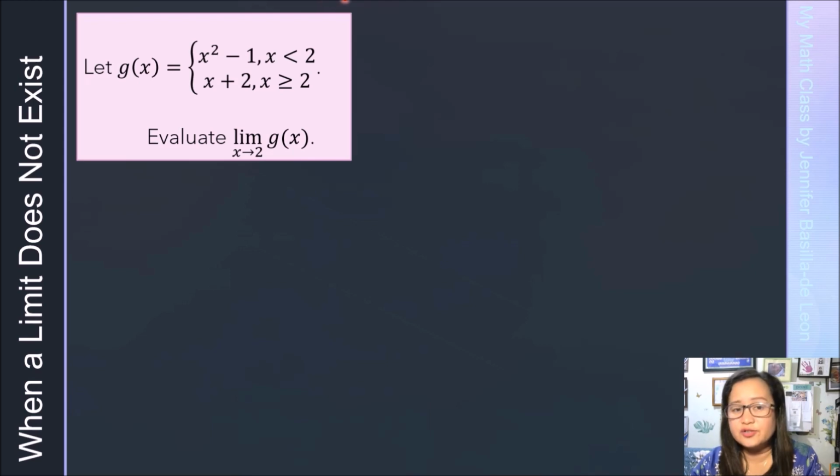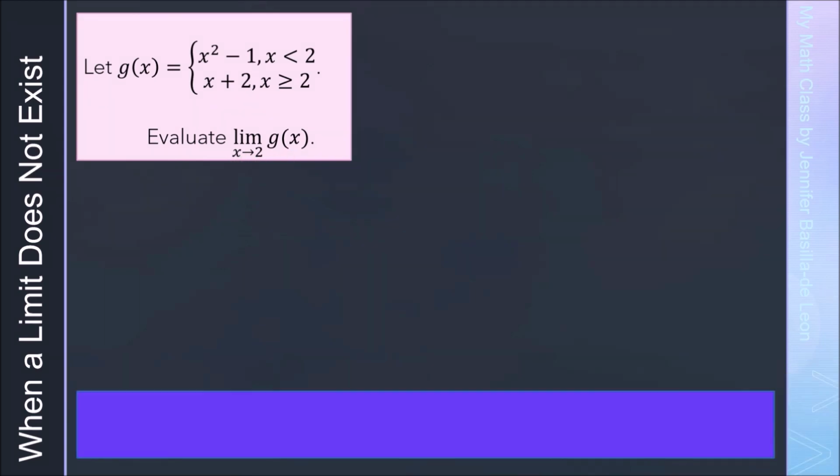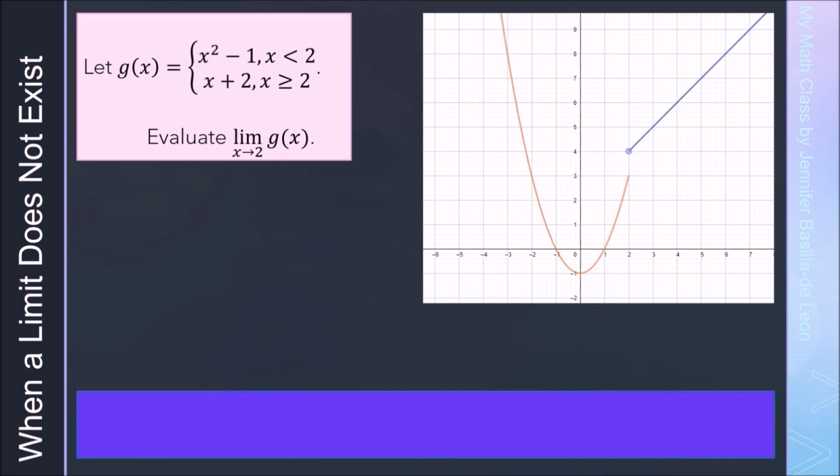Now let us consider the function g of x, defined by x squared minus 1 if x is less than 2, and x plus 2 if x is greater than or equal to 2. We are asked to evaluate the limit of g of x as x approaches 2. To visualize the function, we graph the piecewise function. Now we draw an imaginary line that separates the values of x at the left of 2 from those values of x at the right of 2.